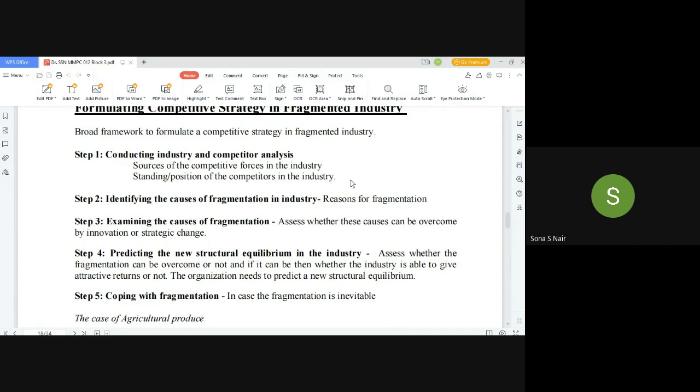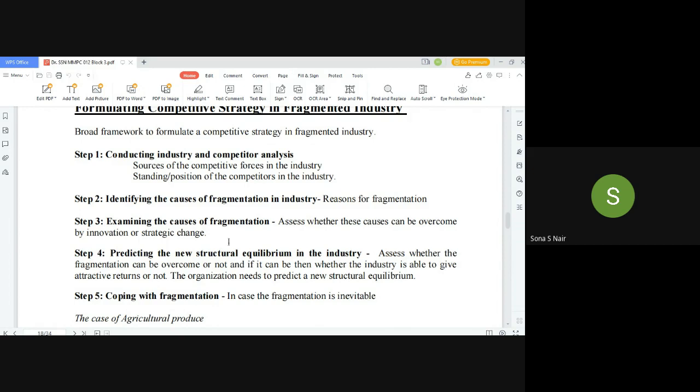But if we look at it from maybe 20, 30, 40 years earlier, then the retail industry was a highly fragmented industry, right? And the reasons possibly were that there was not much investment in the industry. Not many big firms were coming into the industry, but now there are a lot of bigger firms coming into the industry. So it is going from fragmented to a little organized, semi-organized kind of an industry.